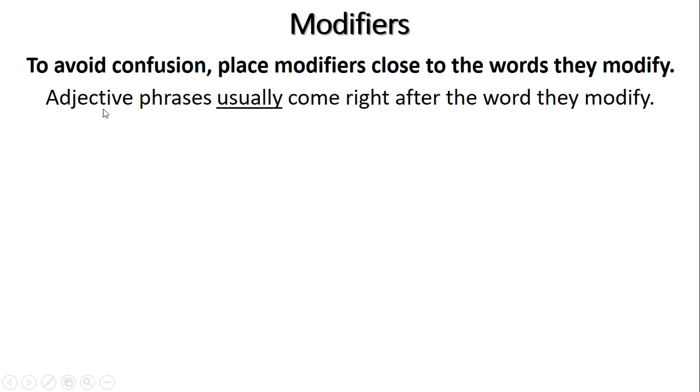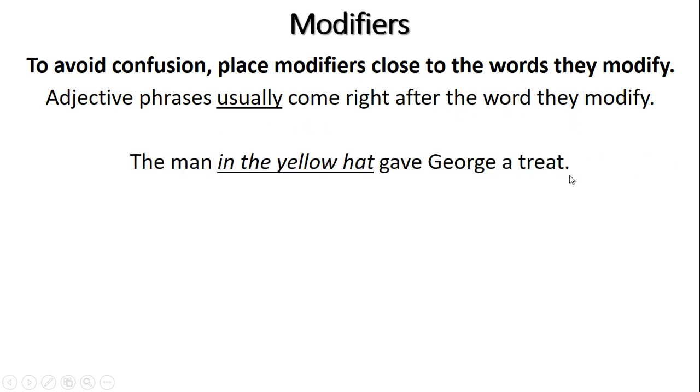Adjective prepositional phrases, most of the time, are going to come right after the word that they modify, usually right after the noun that they modify. For example, the man in the yellow hat gave George a treat. The prepositional phrase in this sentence is in the yellow hat. Now, what exactly is in the yellow hat? Is George in the yellow hat? No. Is the treat in the yellow hat? No. The man is in the yellow hat.